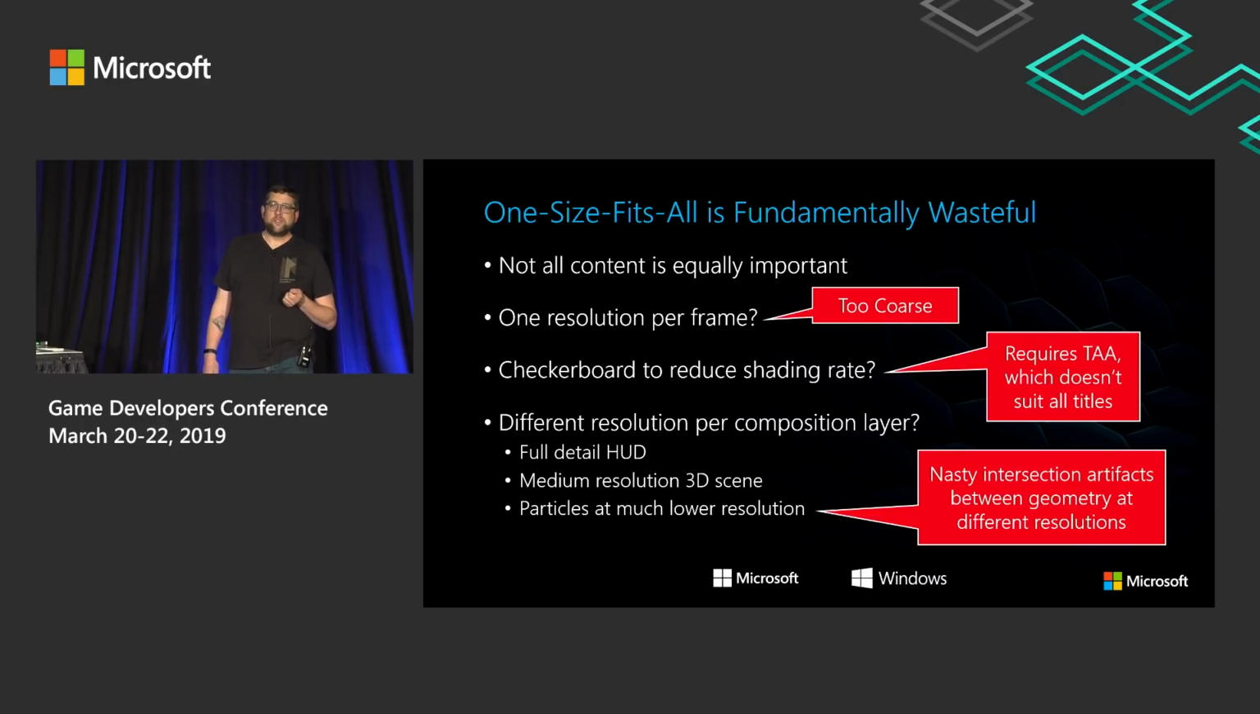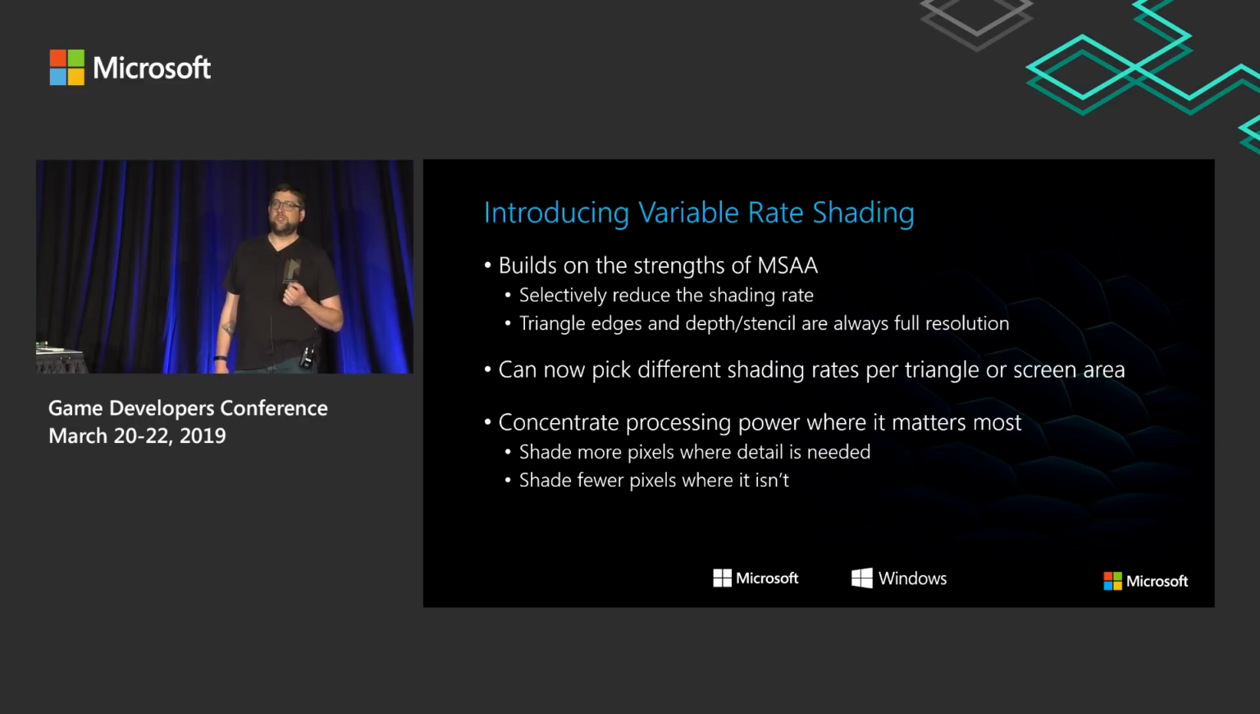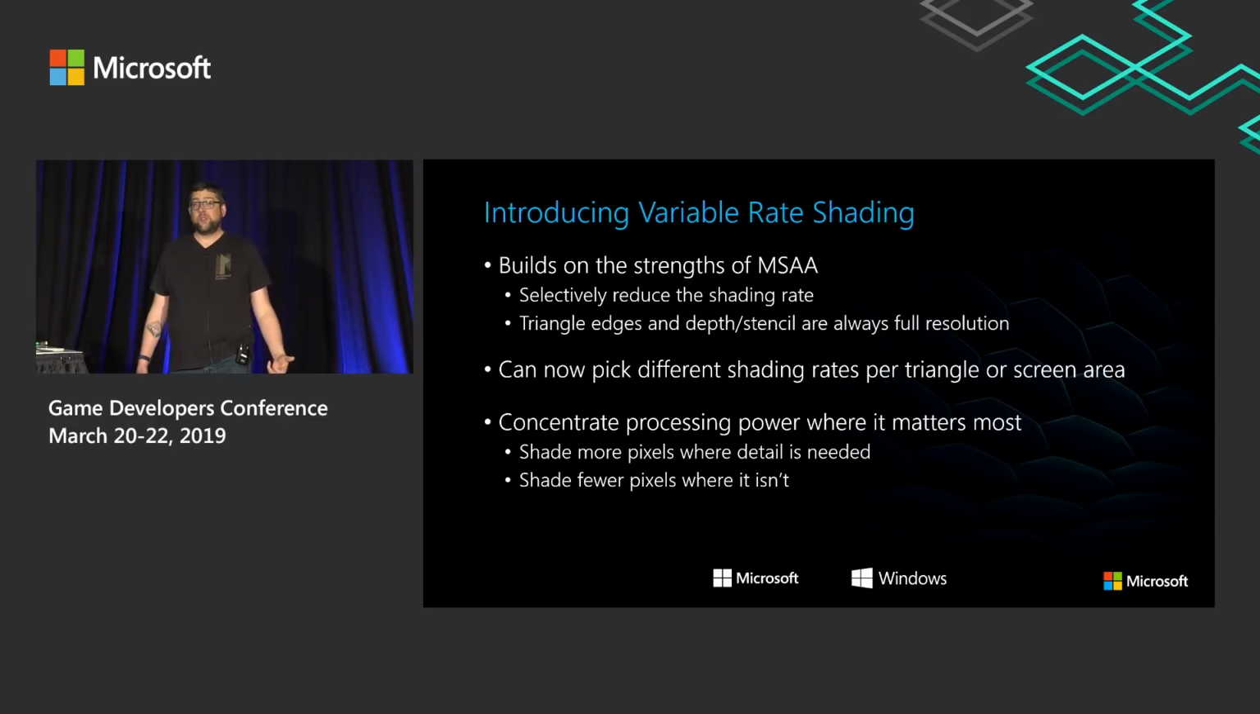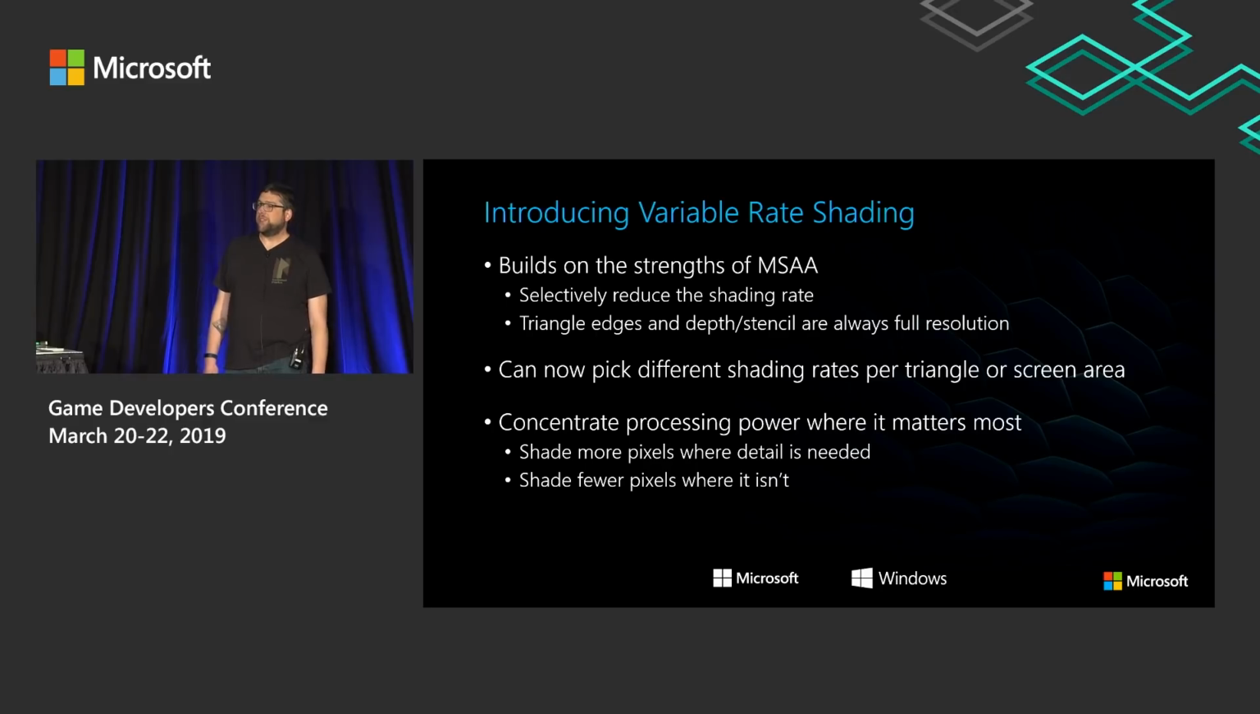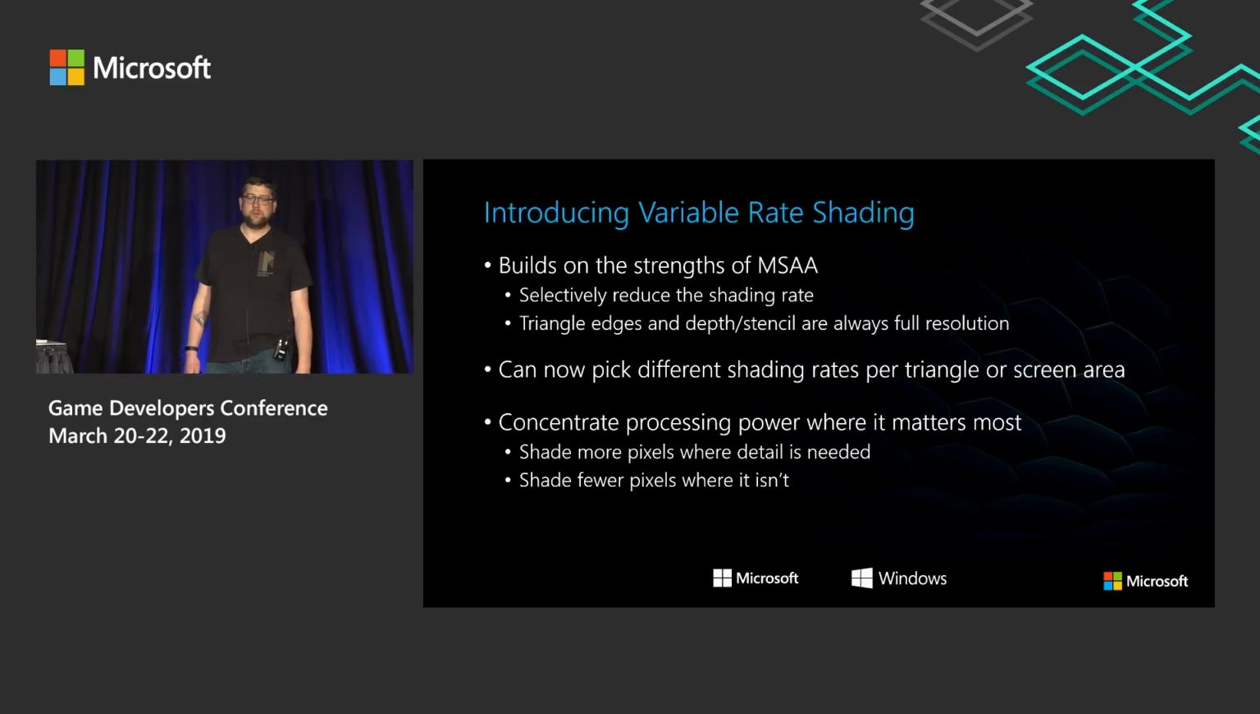So we think all of these solutions are really just not as good as they could be, and that's why we are introducing variable rate shading. The idea here is to build on what worked in MSAA, particularly the realization that triangle edges and depth stencils should always stay at full resolution, but you can drop the shading rate for pixel processing. But instead of just doing that globally, with variable rate shading, you can do this selectively where it matters.